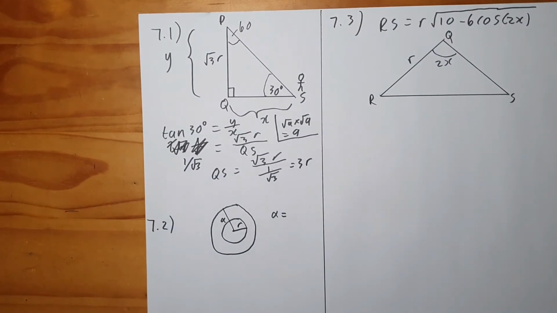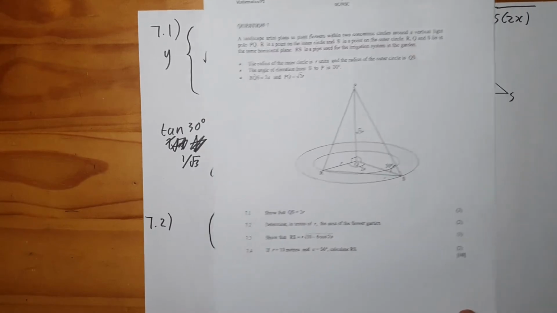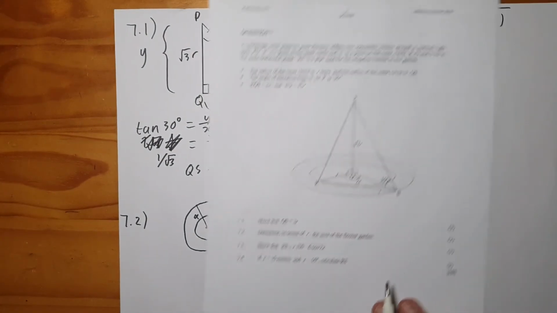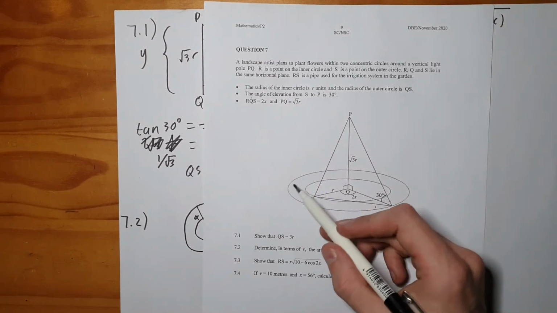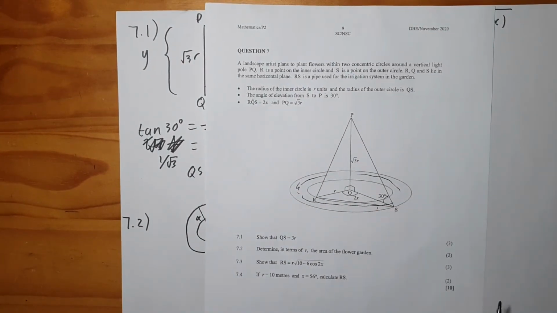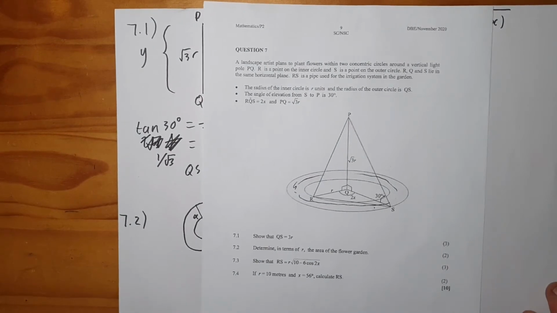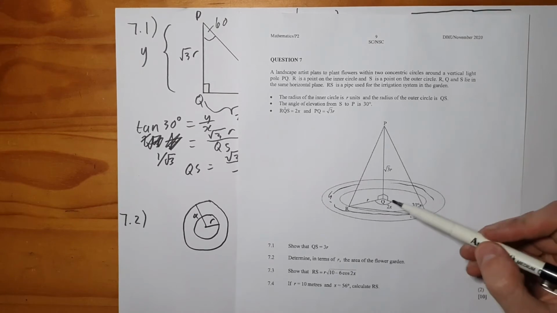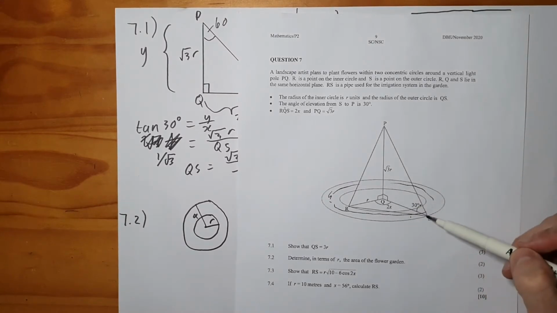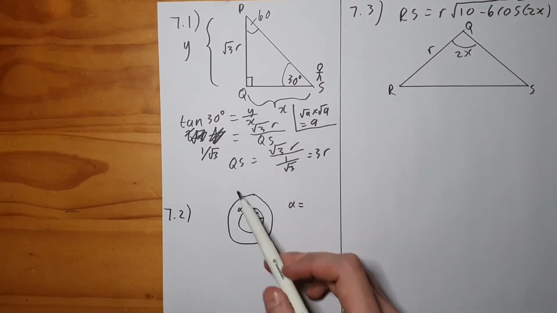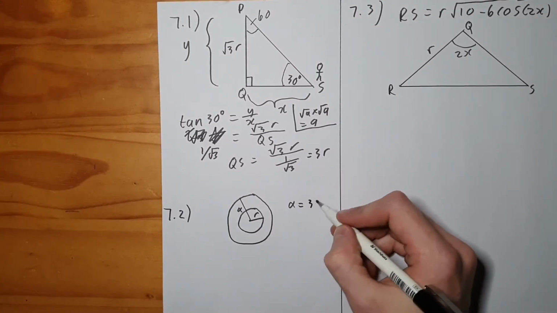Then 7.2 says determine in terms of r the area of the flower garden. That is this shaded area between the two circles. We know that the area of a circle is given as pi r squared. And we've just calculated the radius of our big circle, that's QS. So alpha here, which I've indicated as the radius of the big circle, is going to be 3r.